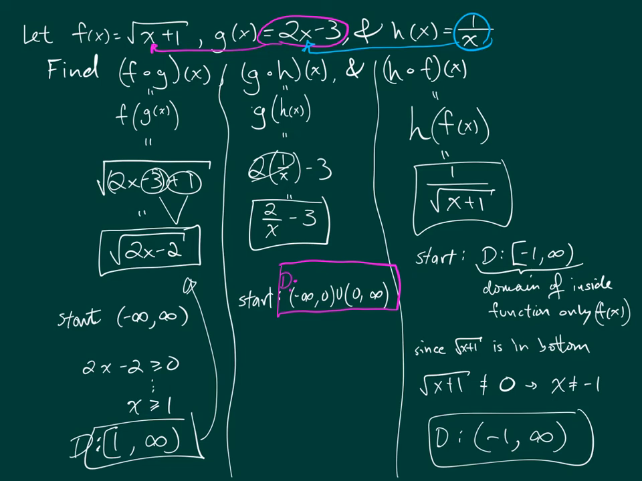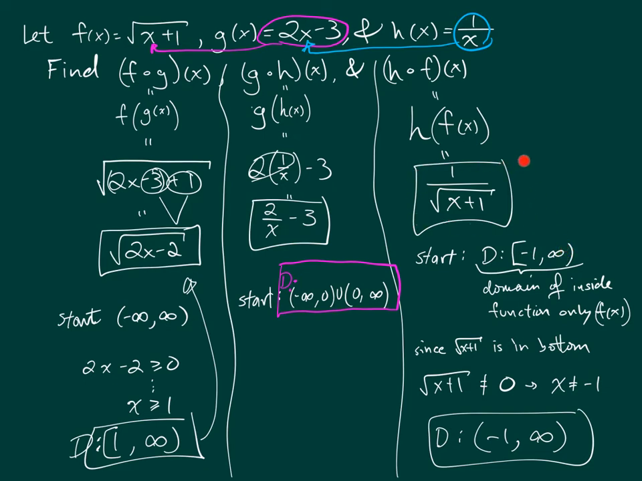So here's the last one. This is f inside h. So I'm going to take this function and substitute it in for x here. So that gives you 1 over square root of x plus 1. You start with the domain of the inside function. And so if you set x plus 1 to be bigger than or equal to 0 and solve for x, you get this interval here. The x's have to be negative 1 or bigger.